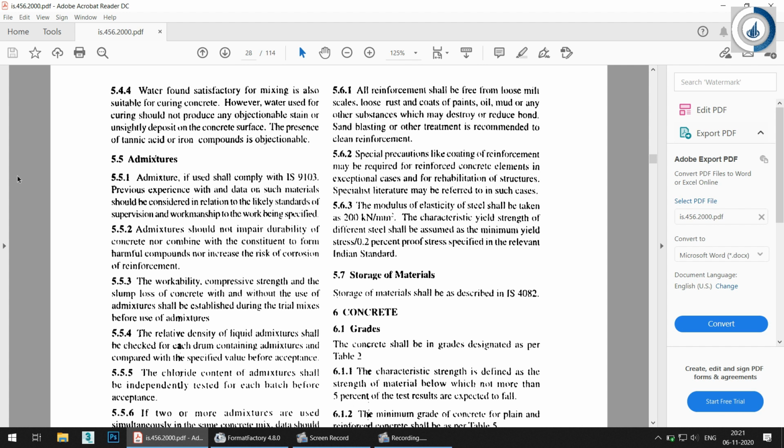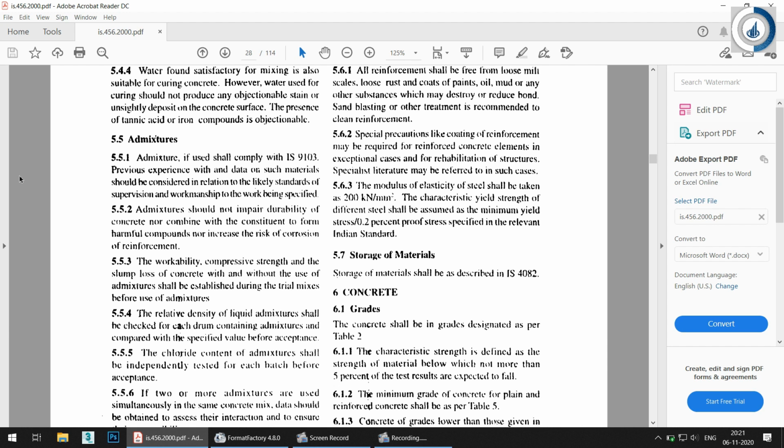So if you want to use the admixtures, you have to test the workability, compressive strength and slump loss of concrete with and without use. So directly you cannot use the admixtures. First you have to test it without admixtures, then you have to test with the admixtures. Then relative density of liquid admixture shall be checked. Okay, and if it is within the specified value, then it is accepted.